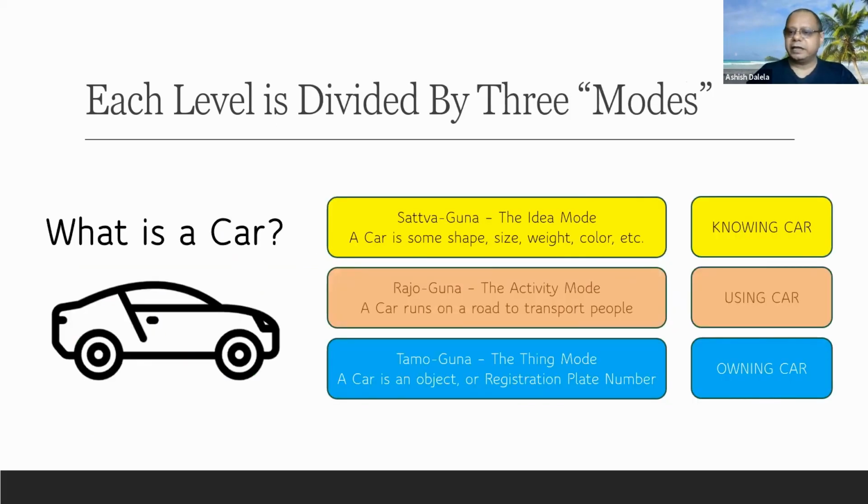Now, this is again not enough. Each of these levels is divided by a further three modes. I can give you an example: what is a car? A car can be described in three ways. And this problem, if you're interested, comes up again in mathematics. You can ask, what is a number? What is 2? Sometimes you say two is a general concept. Sometimes you say two is a specific individual.